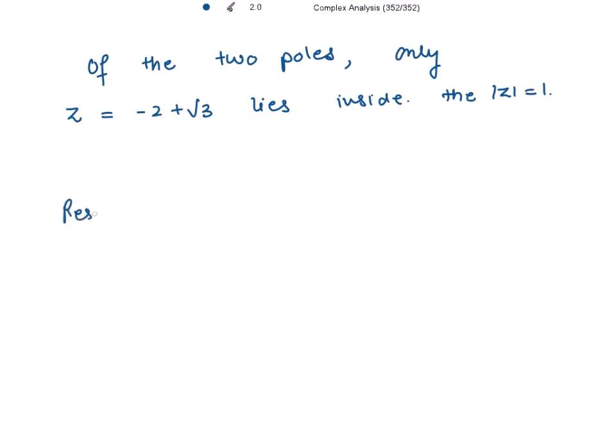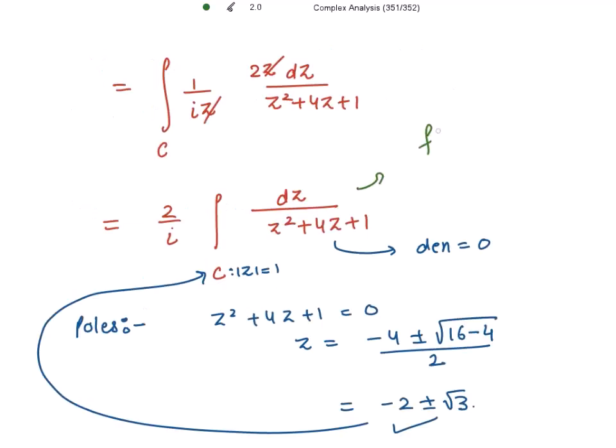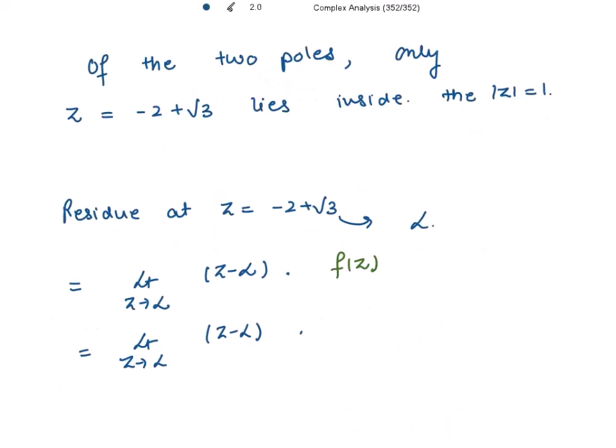So now calculating the residue at z equal to minus 2 plus root 3. Let me take this as alpha. So what is the formula for that? It is limit z tending to alpha, z minus alpha into f(z). And what is your f(z)? From here we take f(z) to be equal to 1 divided by the denominator z square plus 4z plus 1. So writing f(z) to be 1 divided by z square plus 4z plus 1.